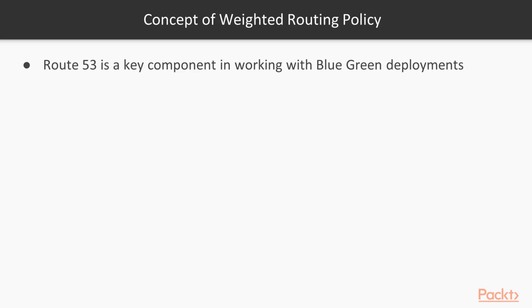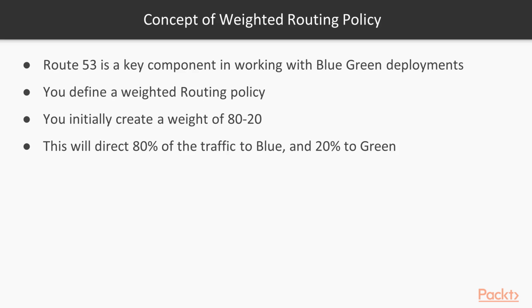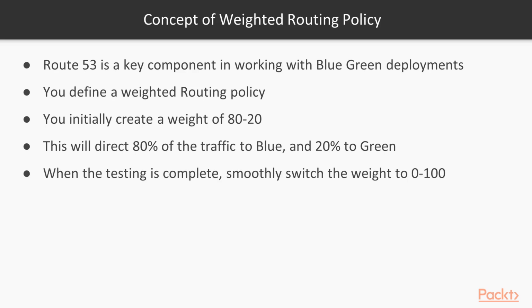When you're working with blue-green deployments, you will normally use the weighted routing policy, and we are going to see this in an example. You define a weighted routing policy in Route 53. You initially will create a weight. Normally in terms of blue-green deployments, you will create a weight of 80-20. What this means is that 80% of your traffic will be directed towards your blue environment, that's your current production, and 20% will be directed towards your green environment, which is the next version which needs to go into production.